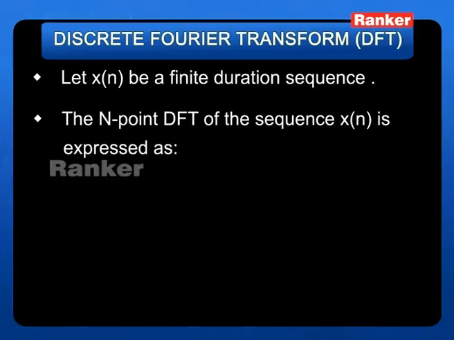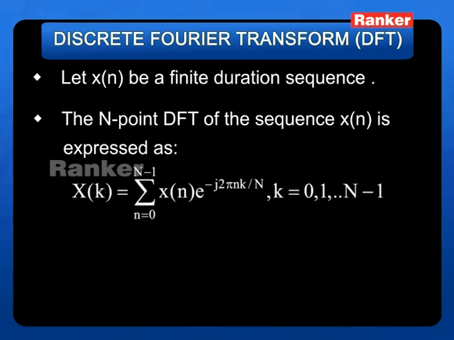N is the number of points used to represent the discrete Fourier transform, and we use the capital letter N for it. It is expressed as X of k is equal to the summation n is equal to 0 to N minus 1 of x of n e to the power of minus j 2 pi n k by N, where k is equal to 0, 1 up to N minus 1. So let us see this a little on the board.